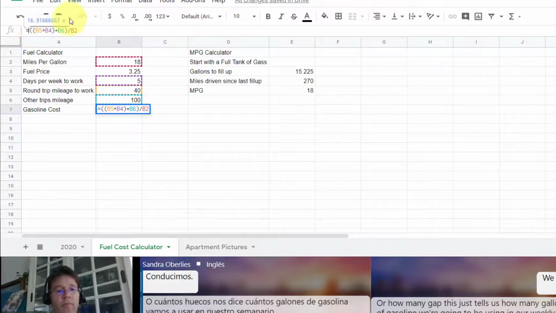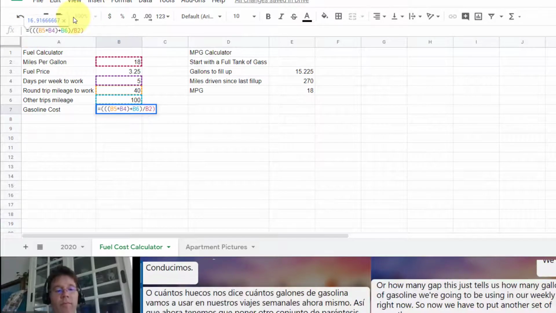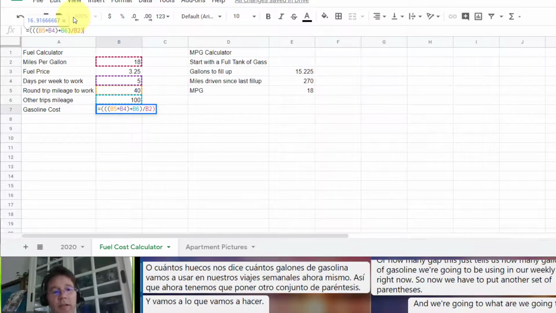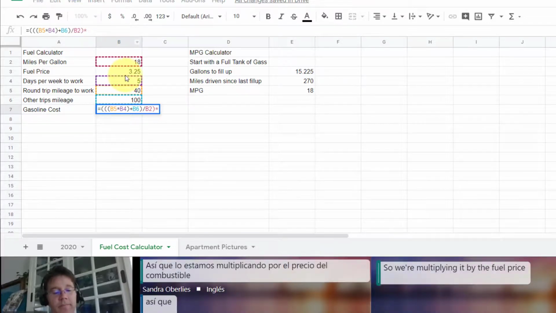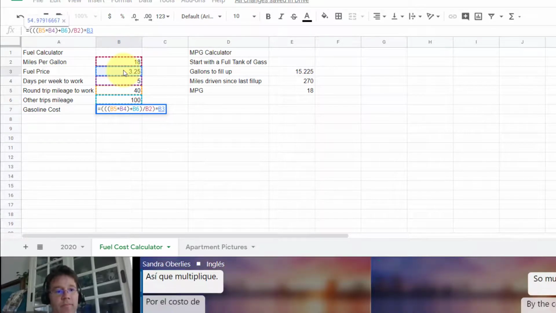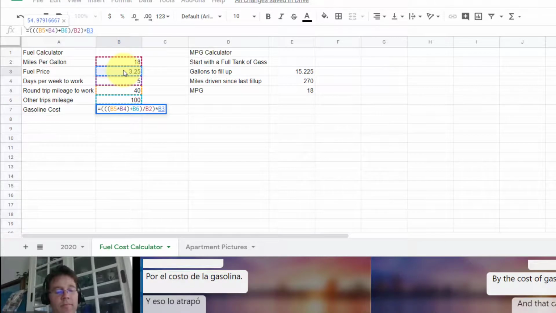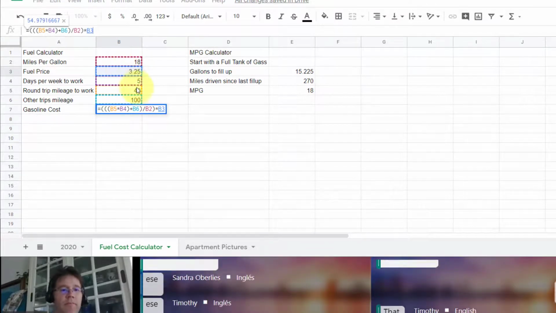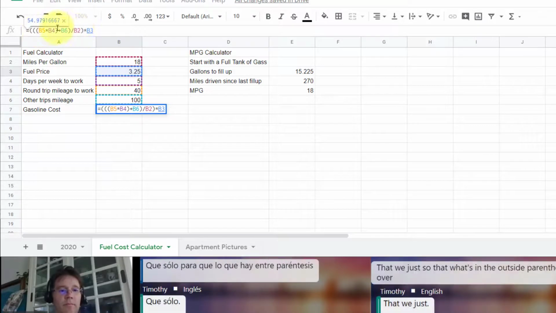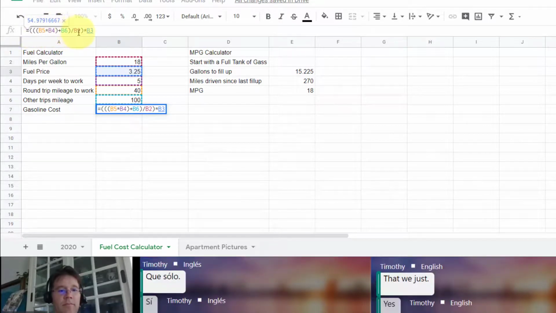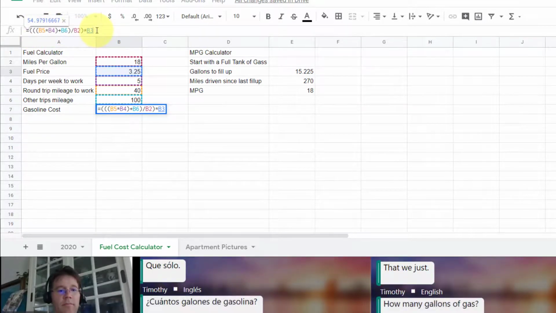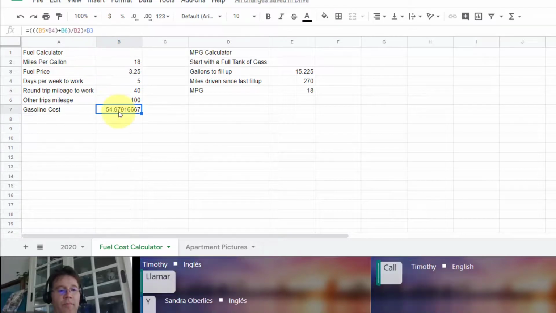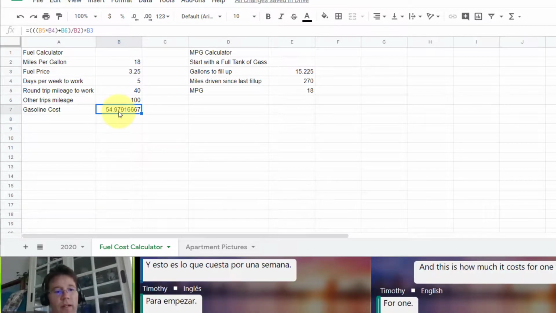So now we have to put another set of parentheses, and we're multiplying it by the fuel price. So you got that, multiply by the cost of gasoline. So that's going to say, okay, it's going to cost me this much for every gallon of gas. So that what's in the outside parentheses over here is how many gallons of gas I'm going to use a week times how much it costs. And this is how much it costs for 1 week. For 1 week of fuel, right.